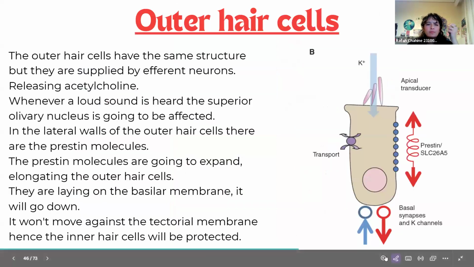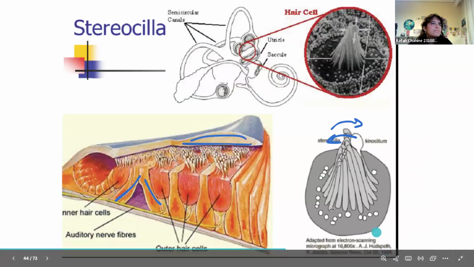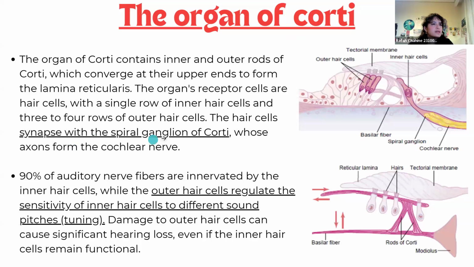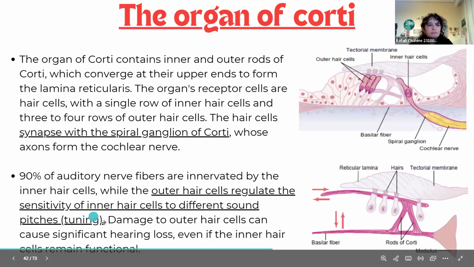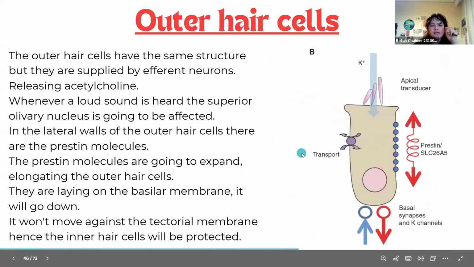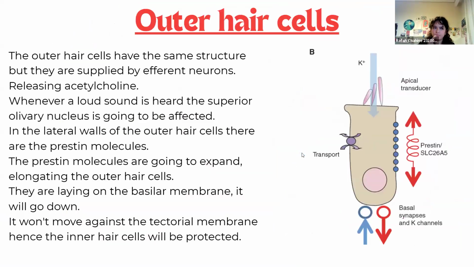Now, remember how I said that the outer hair cells have... wait, actually, let's go back, okay? We said that the outer hair cells regulate the sensitivity of the inner hair cells to different sound pitches, which is tuning. Damage to the outer hair cells will cause significant hearing loss. How does that happen? Firstly, you need to understand that the reason we have 3 to 4 rows is mainly due to everything I said, the whole protection, sensitivity, and so on.